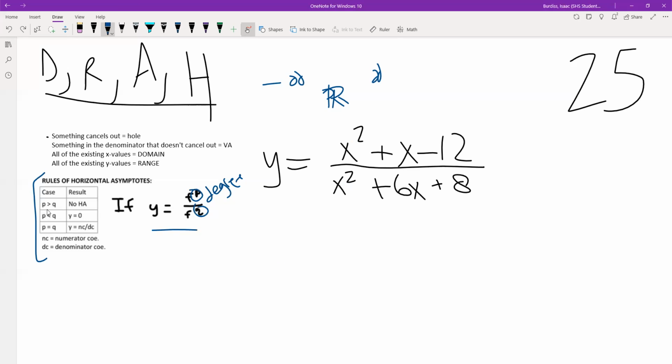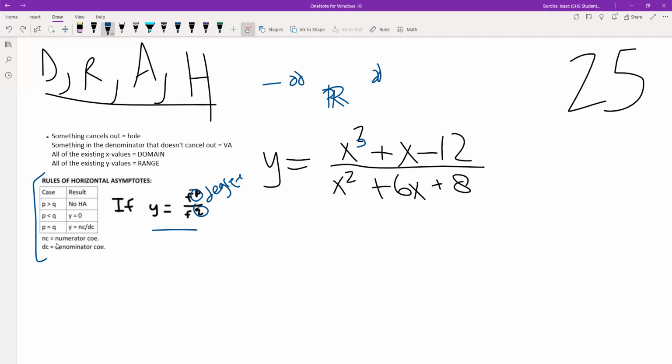So if p is greater than q, so if this was a 3 and this was a 2, then there's no horizontal asymptote. If you think about it, x cubed divided by x squared is x. And a graph that's x is like this. That's linear. Why would there be an asymptote? So that's why there's none.